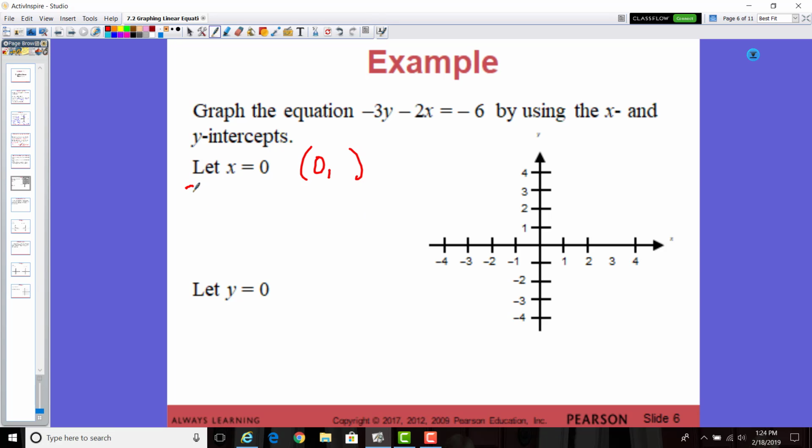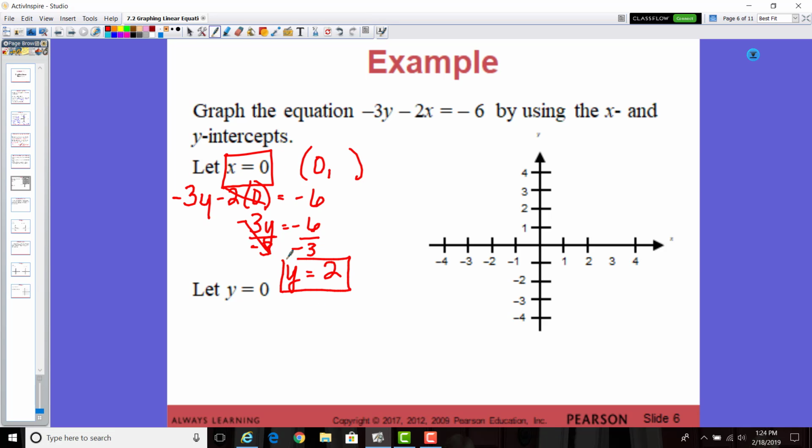So in my equation, I'm going to let x equal 0. So -3y minus 2 times 0, x is now 0, equals -6. -2 times 0 is 0, so that cancels out. So we have the equation -3y equals -6. So I can divide by -3 and y will equal +2. So this says if x is 0, my y value for this equation has to be 2. So I have the y-intercept of 0, +2. That is one ordered pair.